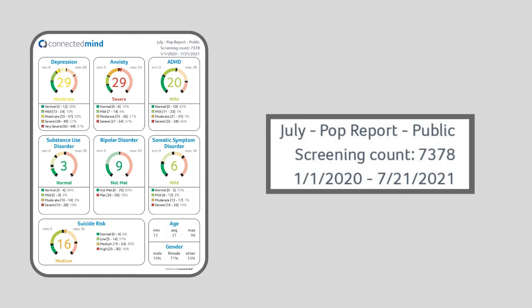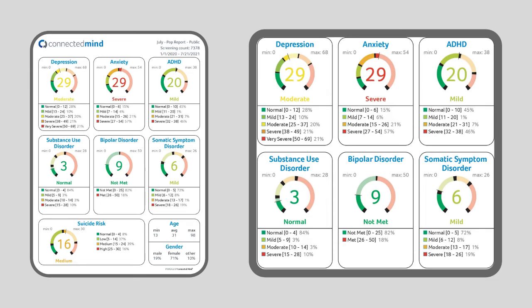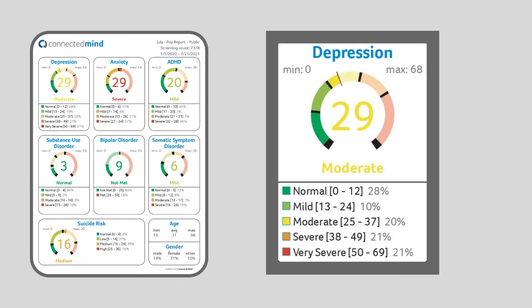The header displays the title of the report, the number of completed screenings, and the report date range. Please note that at least 10 screenings must be present to run the Aggregate Report, ensuring anonymity. The first 6 cards show the aggregate results corresponding to each mental health condition in the screening. Let's take a look at the depression card.